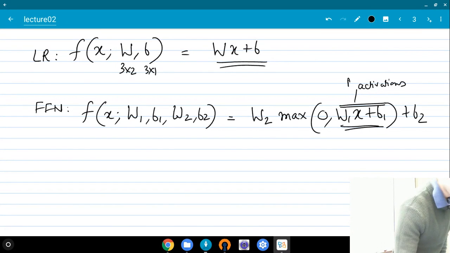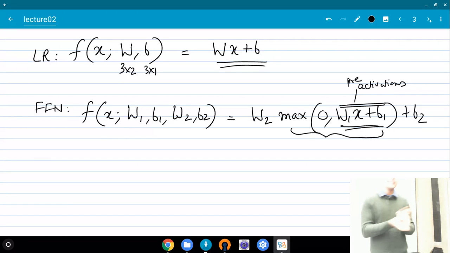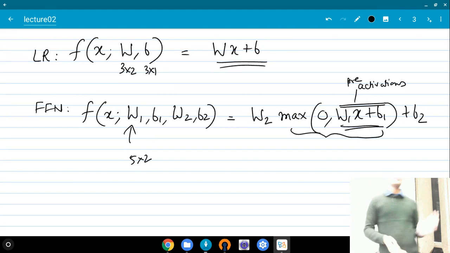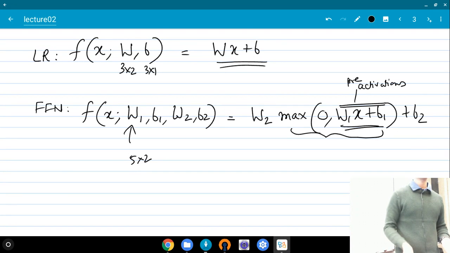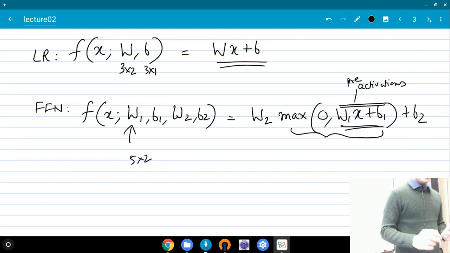Actually, pre-activations, let's say. And then I'm passing through these, let's pick something concrete. Let's say W is 5x2. Here 2 is just the features, X is 2-dimensional, so the number of columns of W1, at least, has to be 2. And I'm going to just pick the number of rows of W to be 5, some number. And so B1 is also going to be 5x1, right?